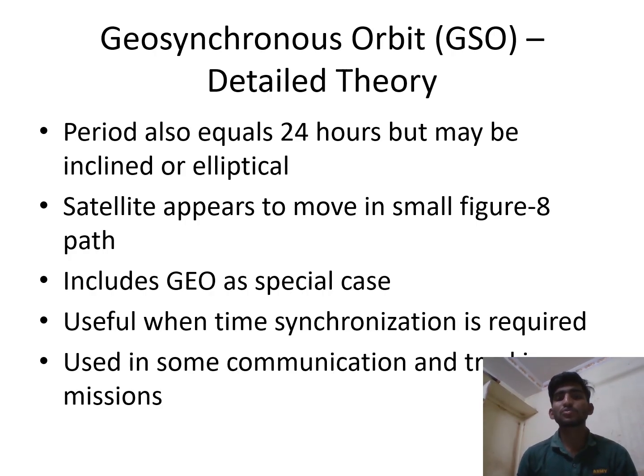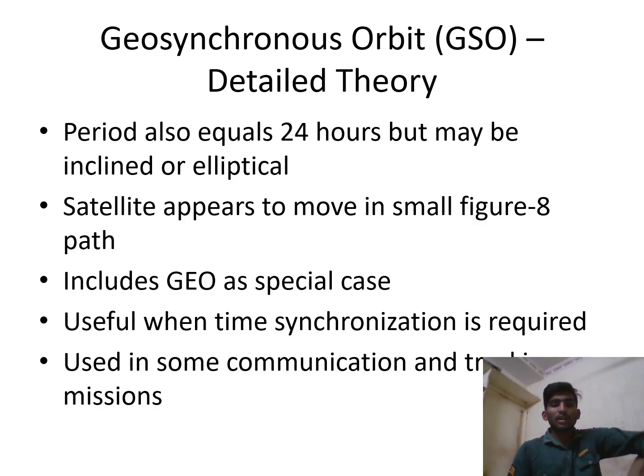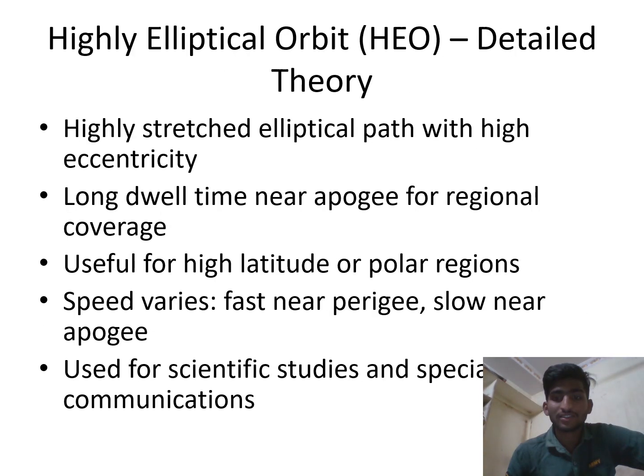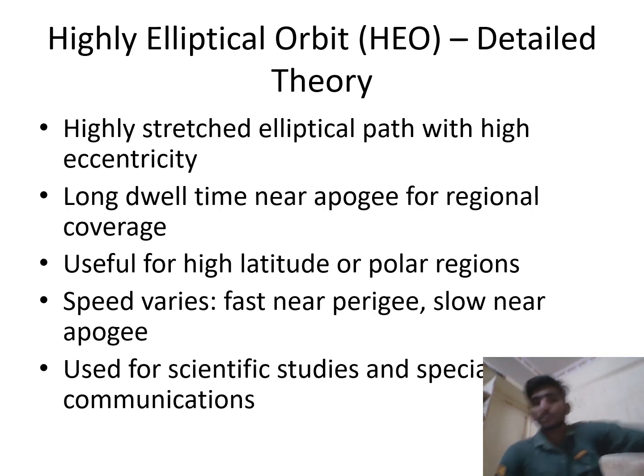Satellites appear to move in a small figure-eight path. GSO is a special case, useful where time synchronization is required. It is used for some communication and tracking, like GPS, and its latency is 477 milliseconds. Let's move on to the next topic, HEO.